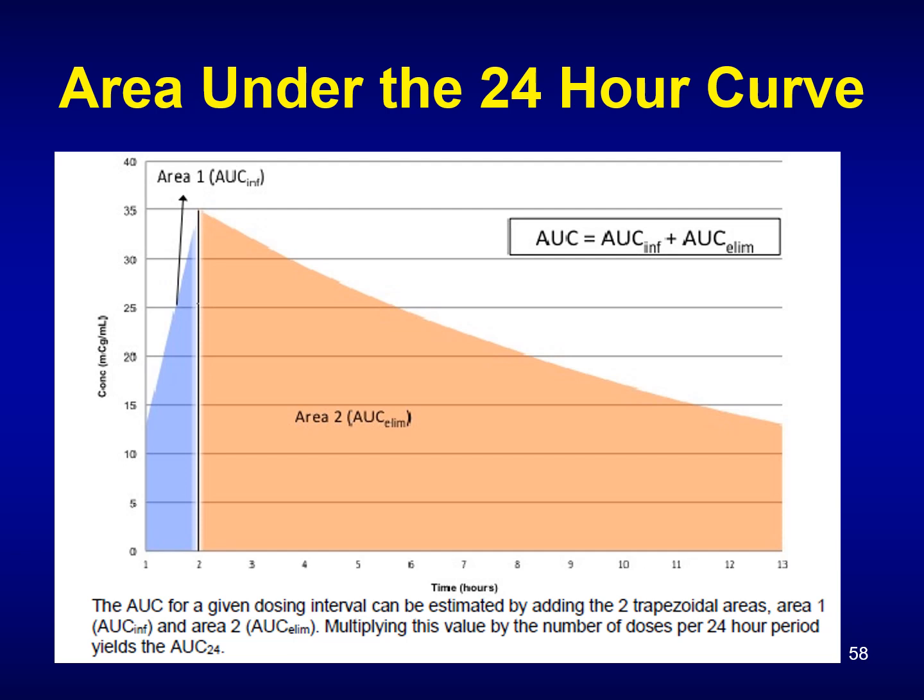This is a graph of area under the 24-hour curve. As you can see, it is made up of two trapezoids, a blue one, which is the area under the curve during infusion period, and an orange one, which is the AUC for the elimination phase.